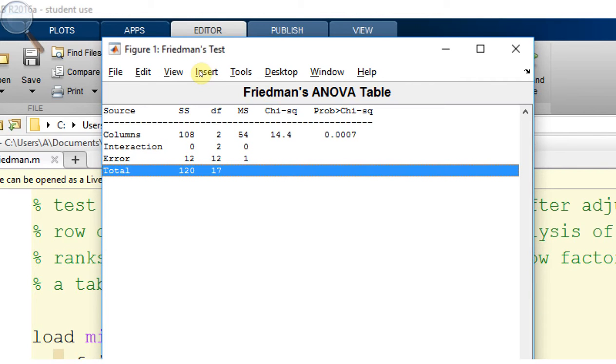In other words, we think that at least one of the 3 columns differ, at least one of the 3 MPGs differ.